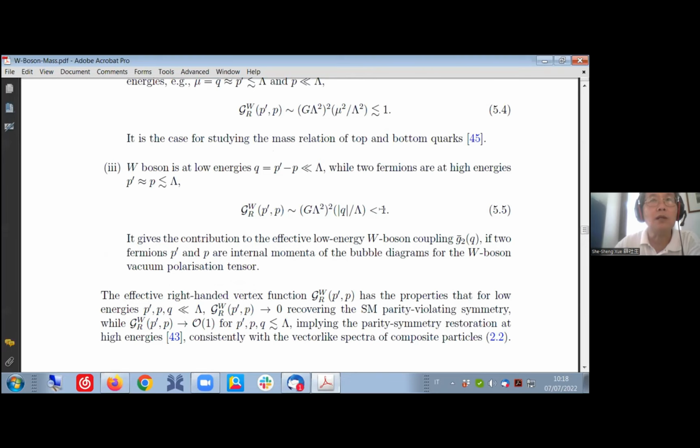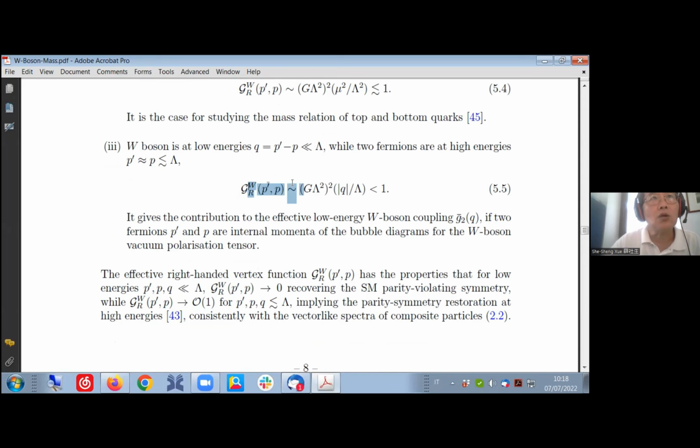However, if you consider the contribution by loops, the first leading one-loop contribution to the W boson mass, it has a contribution. And I'm going to show this contribution can explain this 7 sigma discrepancy of the W boson mass precision measurement from the standard model expectation. So this is the coupling.